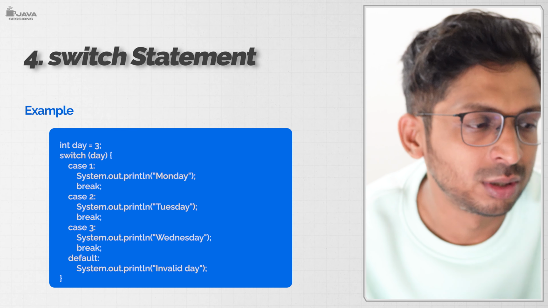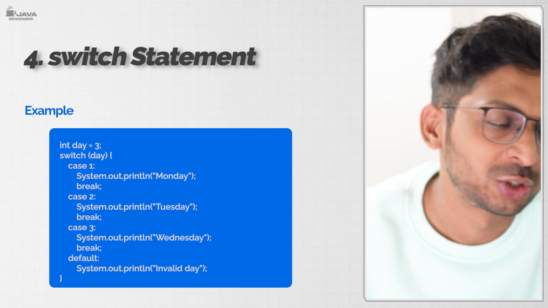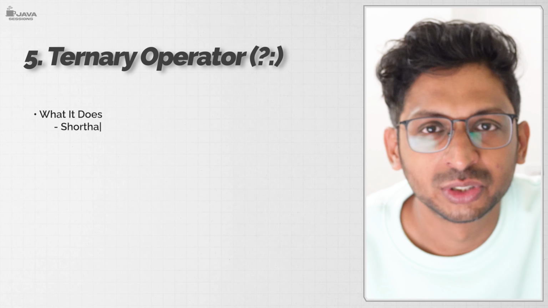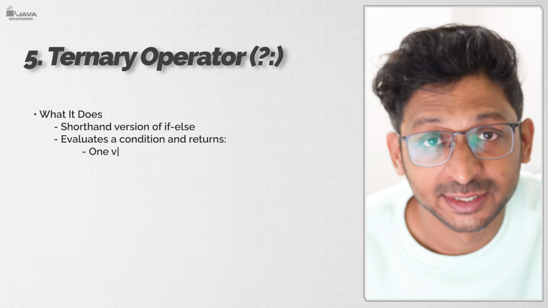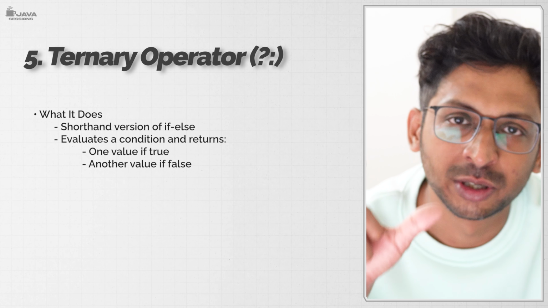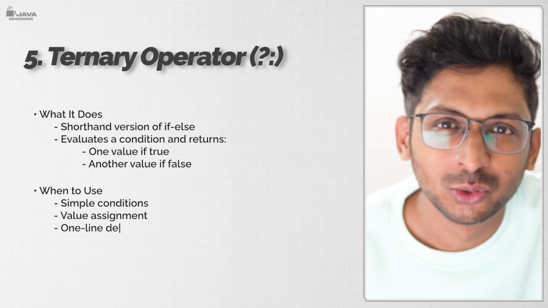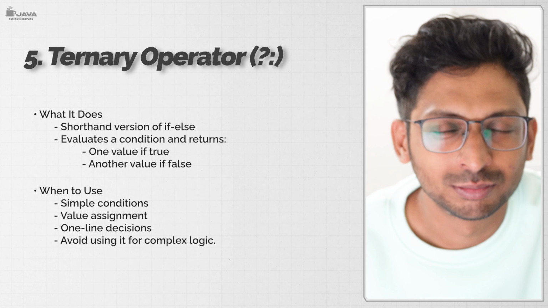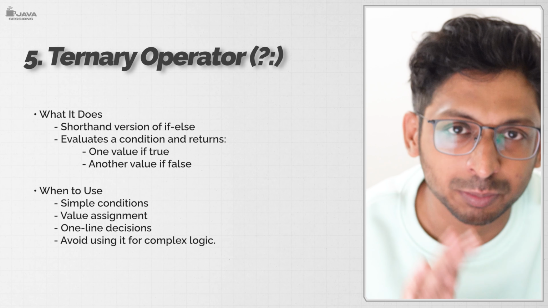We are using break here to break out of the switch block. Then we have the ternary operator, which is a shorthand for if else condition. This is going to help you define a condition in a single line. It can be used in decision making where the decisions themselves are pretty simple to evaluate.